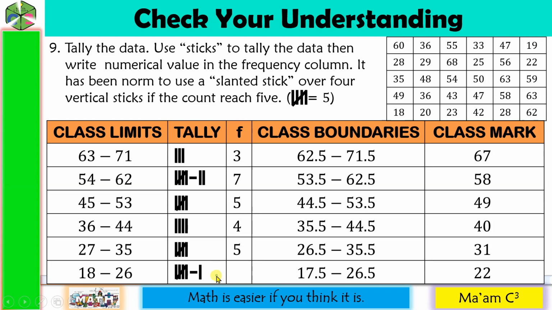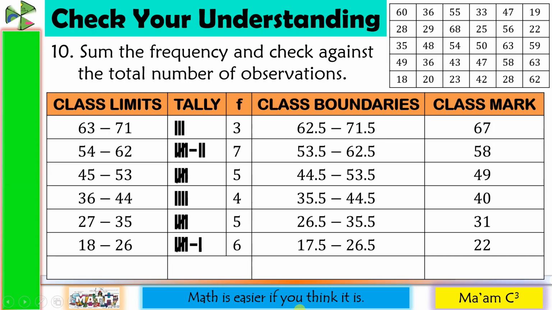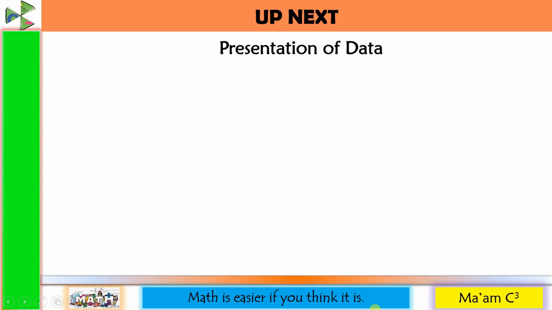5, and 6. Last step, step 10, let us sum the frequency. It should be equal to the total number of the observations. 3 plus 7 is 10, plus 5 is 15, plus 4 is 19, plus 5 is 24, plus 6 is equal to 30. This is our number of observations, 30. They are equal. Our next lesson is presentation of data.